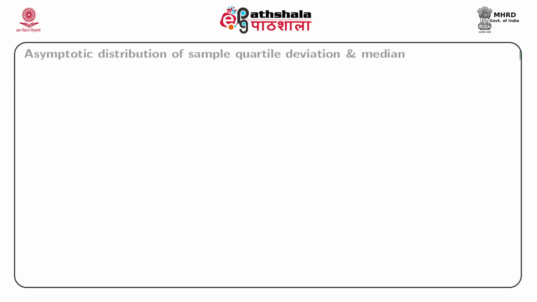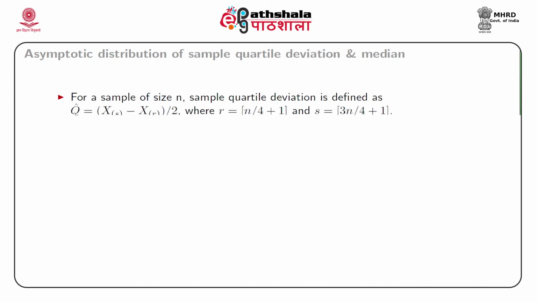So next we find the asymptotic distribution of sample quartile deviation and median. For a sample of size n, sample quartile deviation is defined as q hat, which is the difference of x ordered s and x ordered r divided by 2, where r is box n by 4 plus 1 and s is box 3n by 4 plus 1.